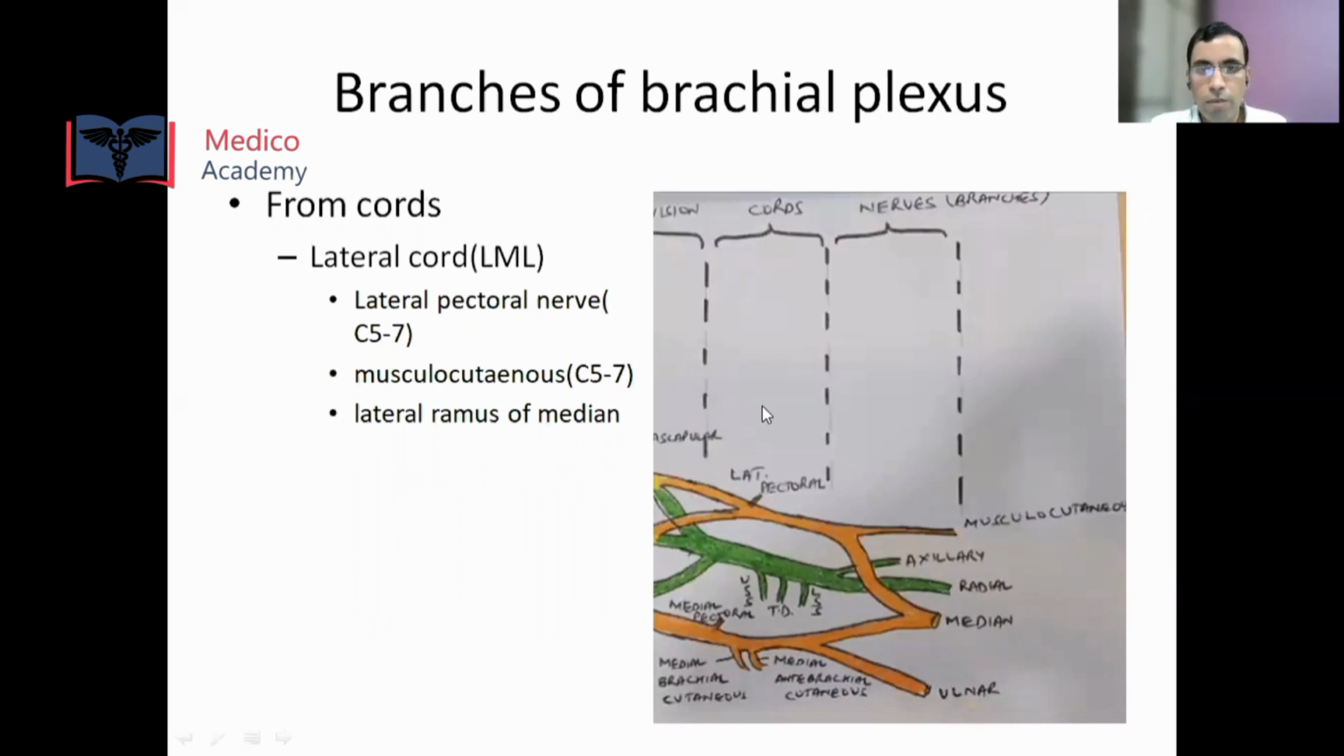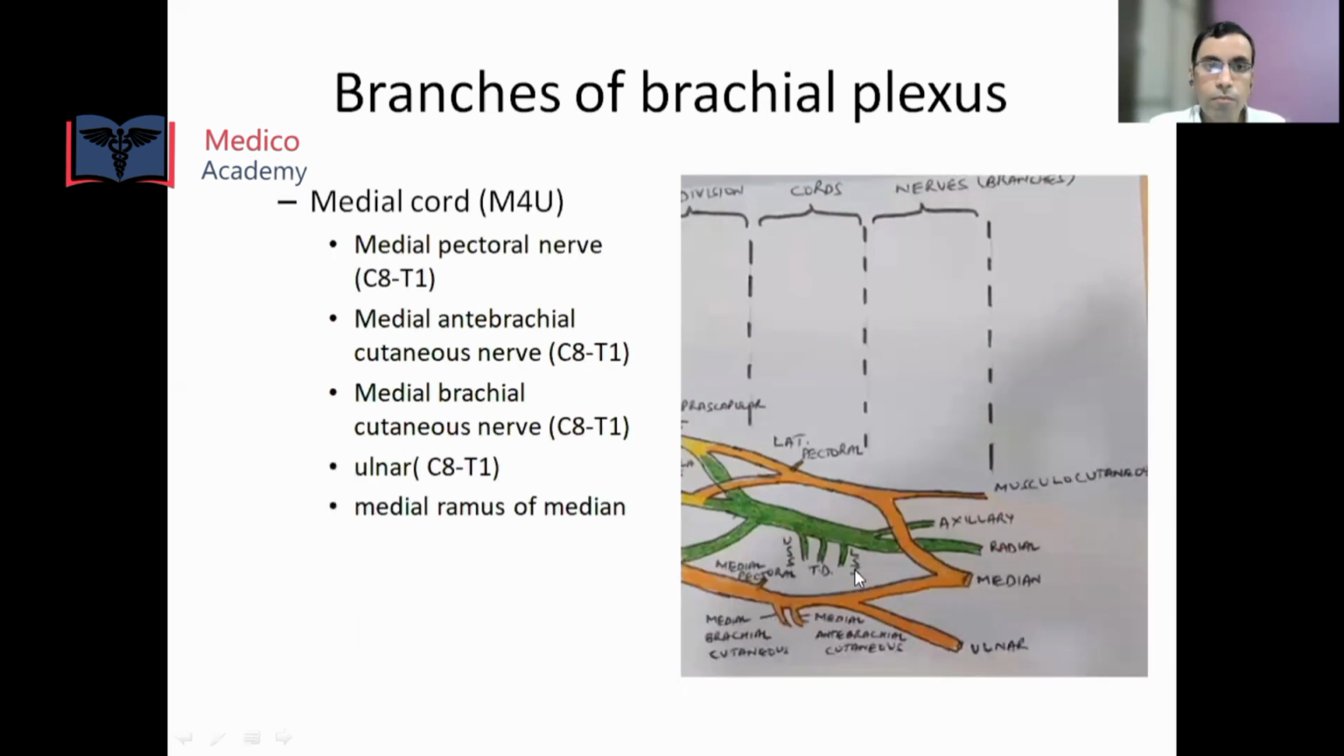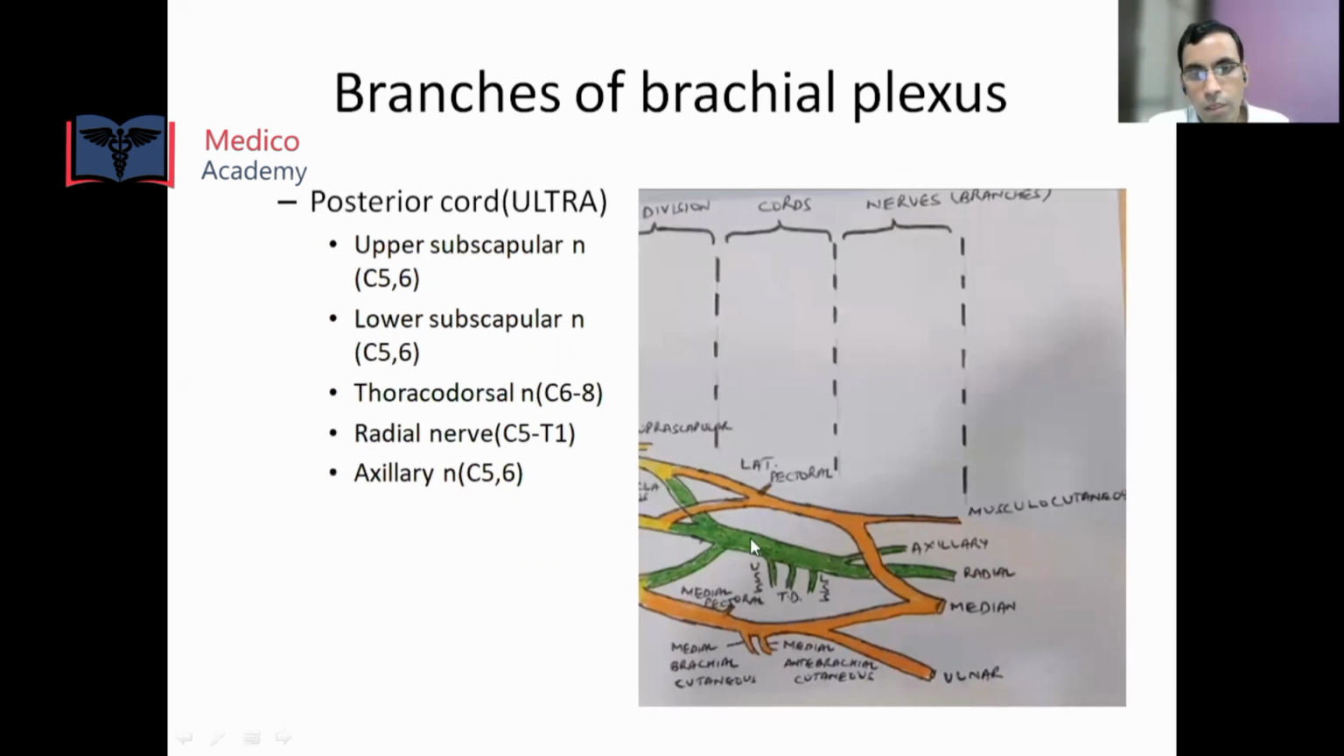While from the cords, from the lateral cord, lateral pectoral nerve, musculocutaneous nerve, and the lateral root of median nerve arise. From the medial cord, the medial pectoral nerve, medial brachial cutaneous nerve, medial antebrachial cutaneous nerve, ulnar nerve, and the medial root of median nerve arise. These can be remembered by the mnemonic M4U. The posterior cord gives rise to upper subscapular nerve, thoracodorsal nerve, lower subscapular nerve, axillary nerve, and the radial nerve. These again can be remembered by the mnemonic ULTRA.